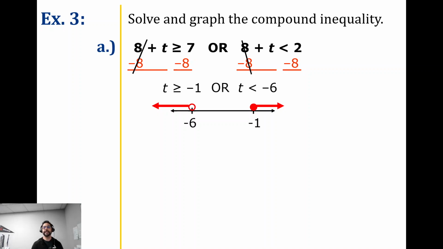So if we were to pick a solution from this compound inequality, I would like 0 again, because that would be on the far right, because it is greater than negative 1. If you wanted to go on the left side, so less than negative 6, maybe negative 10, something like that.